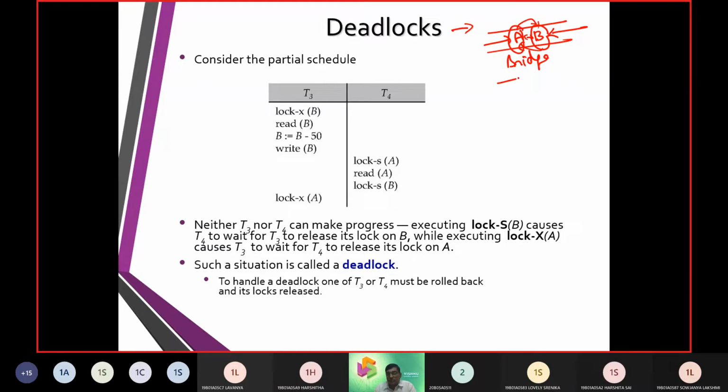The same thing happens with jobs. There is a job A, there is a job B, and both of them are competing for the same device or same resource. At this point of time, the two activities are going to get stuck.